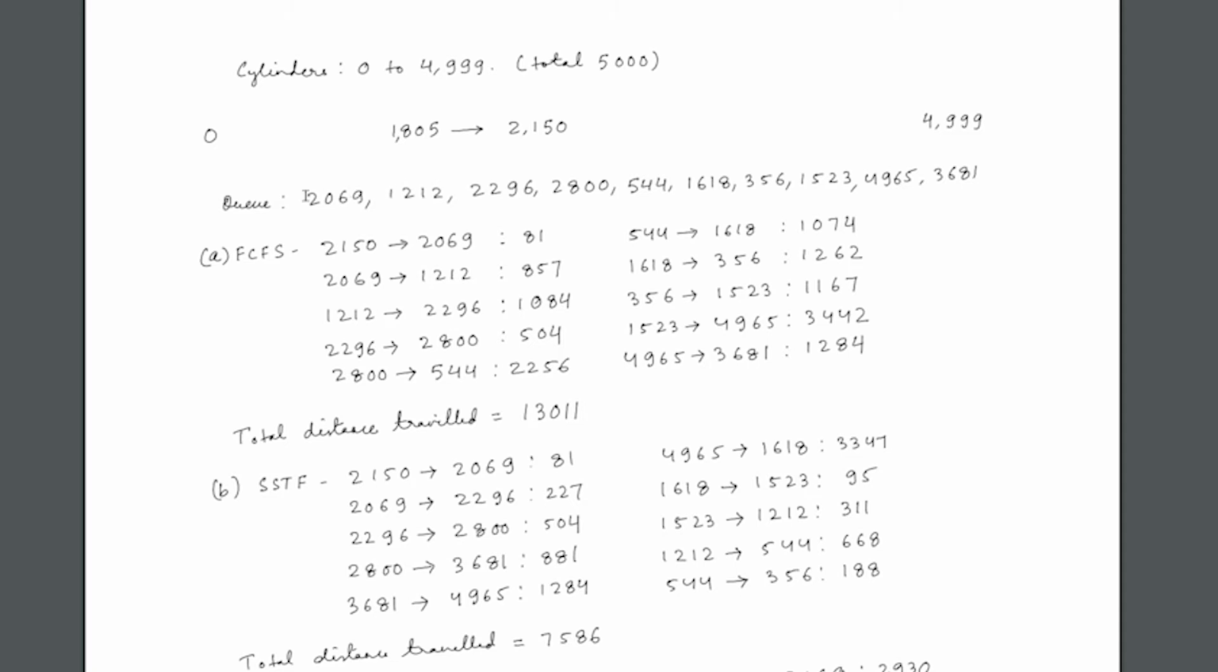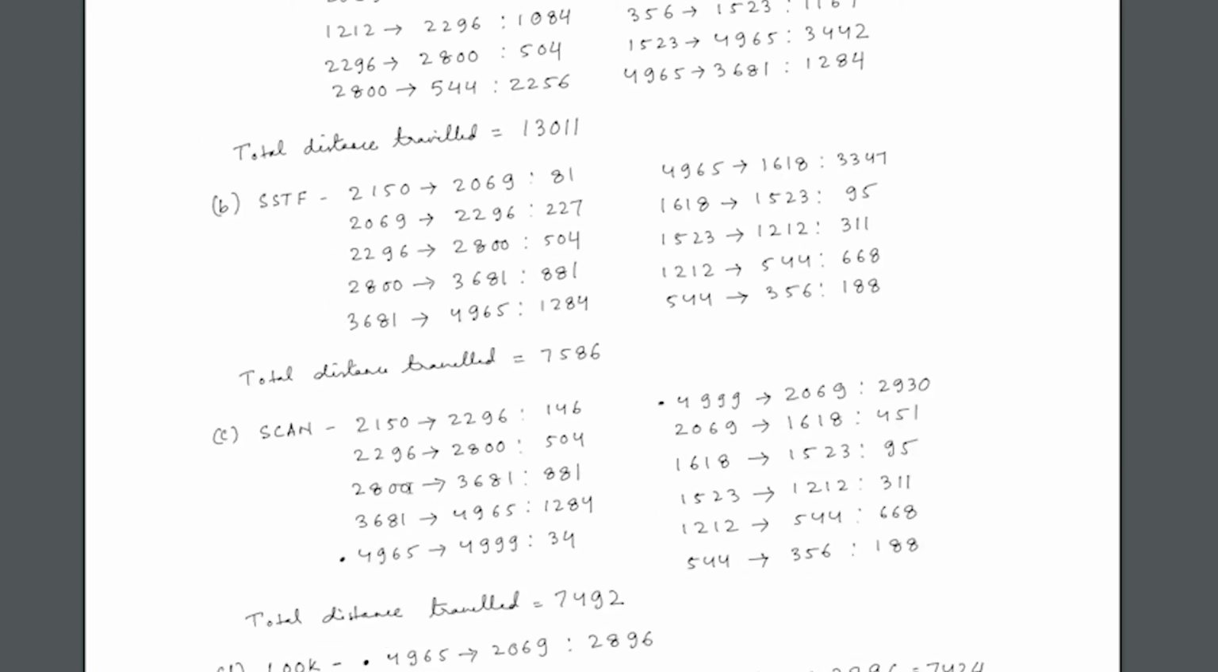And the disk heads are going from left to right, and whatever is coming in their way, they're servicing. So at 2800, they're going to go to 3681, and when they reach 4965, they're actually going to go to the end of the disk in that direction. That is 4999. Even though 4999 is not part of the queue, the disks are still going to go to 4999. And in doing so, they will incur about 34 cylinders.